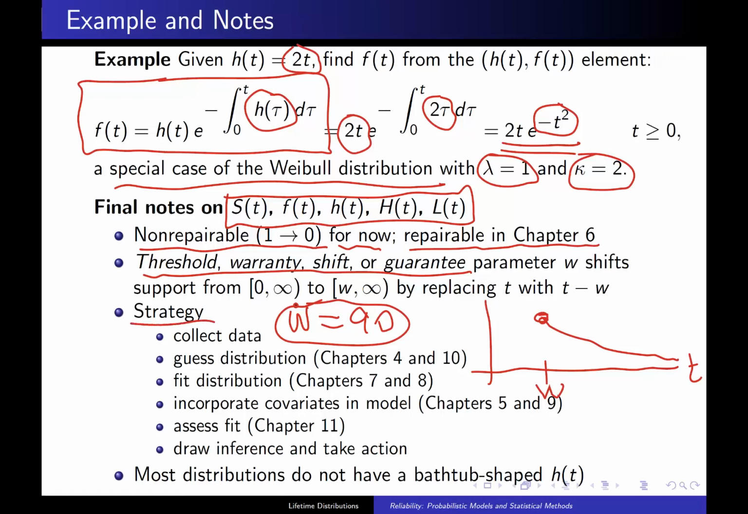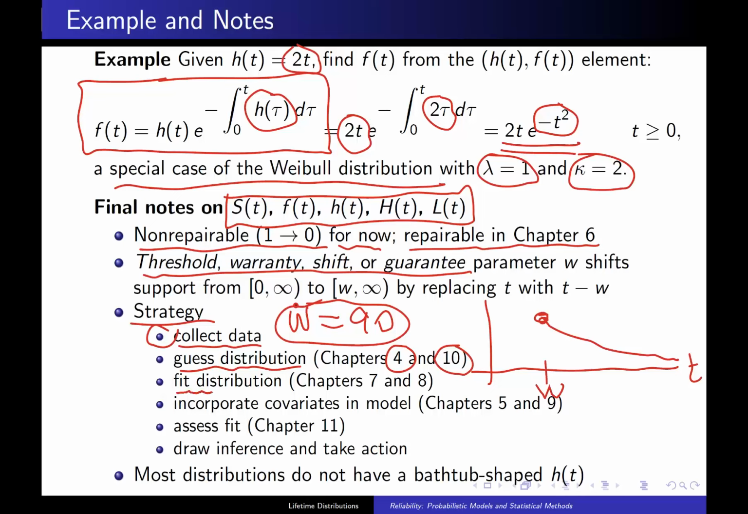Here's the strategy going forward. Step 1 in what we're going to do is, if we want to know about a lifetime distribution, we're going to collect data. After we collect data, we might draw a histogram if we don't have any censoring to the data, and we're going to take a guess at what the distribution is. Well, in Chapter 4, we go through a number of distributions such as the exponential and Weibull. If you can't find a good distribution that fits the data, then you may want to take a non-parametric approach, and that's out there in Chapter 10.